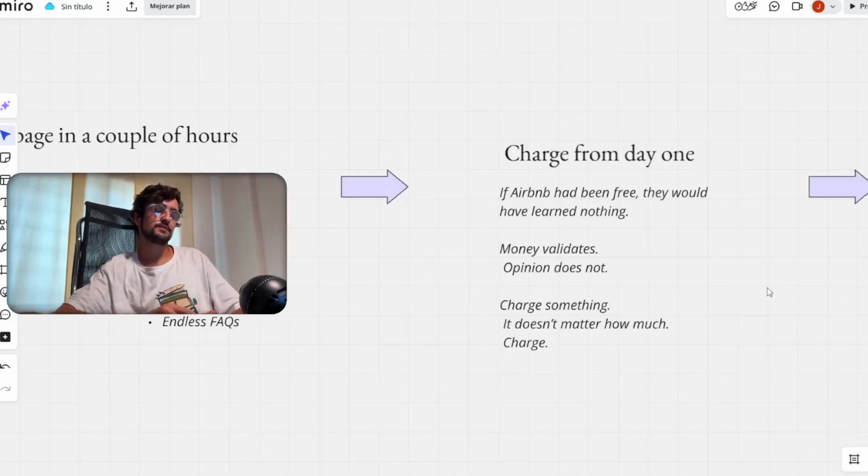And something that I say on almost every single video, charge from day one, okay? If Airbnb had been free, they wouldn't have learned anything. So money validates and opinions don't, okay? The behavior doesn't lie, okay? It does not lie, because if someone is telling you that your application is amazing, but then he or she is not willing to pay for your app, their opinion is worth nothing.